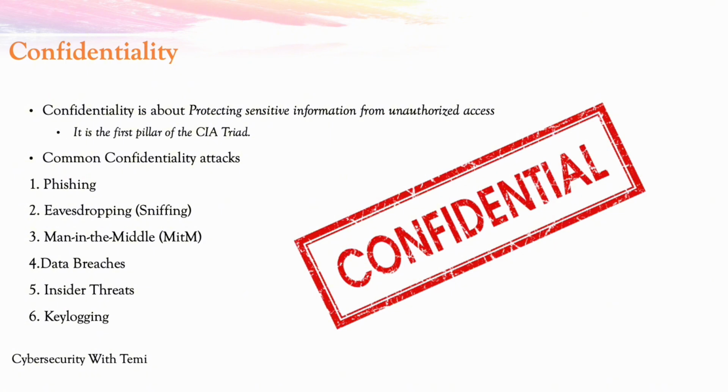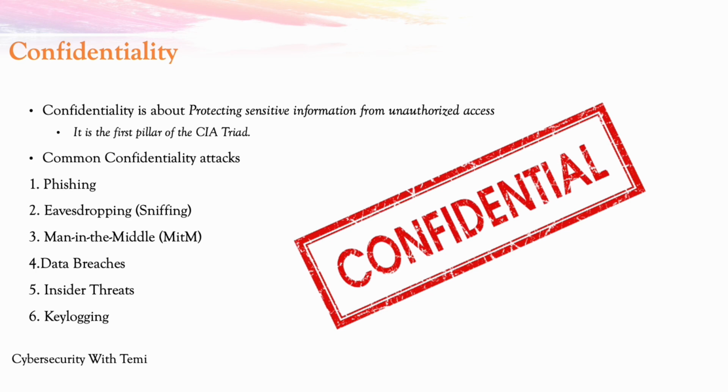Another confidentiality attack is eavesdropping. This happens when an attacker secretly listens or captures data being transmitted over a network. And this usually happens when you use public Wi-Fi. And that's why you have to be careful when you see a free Wi-Fi and you just log into it. Also, we looked at man-in-the-middle attack in our previous videos, where we said that the attacker secretly intercepts and alters the communication between two parties.